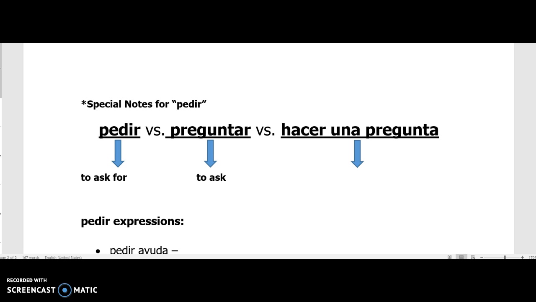Whereas hacer una pregunta is specifically to ask a question. So they're all about asking, is making sure you have the right one. To ask for, just plain old to ask, or to ask a question. Here's a couple other things about pedir.